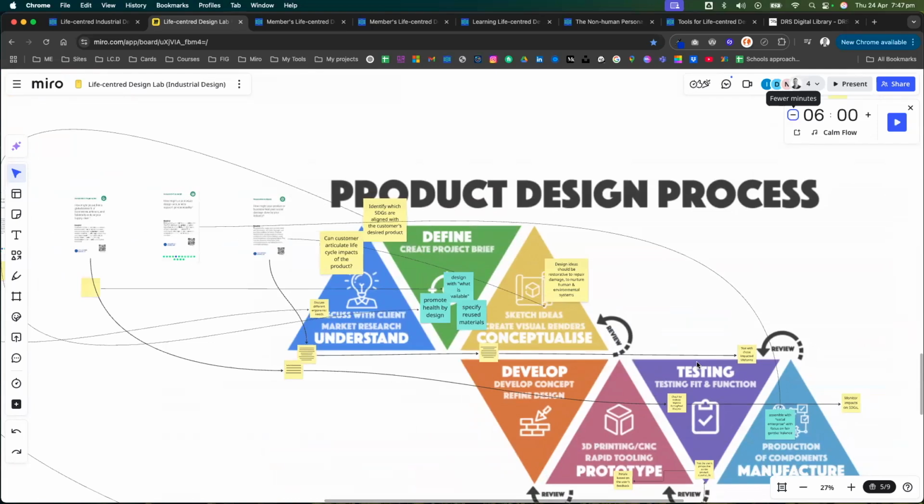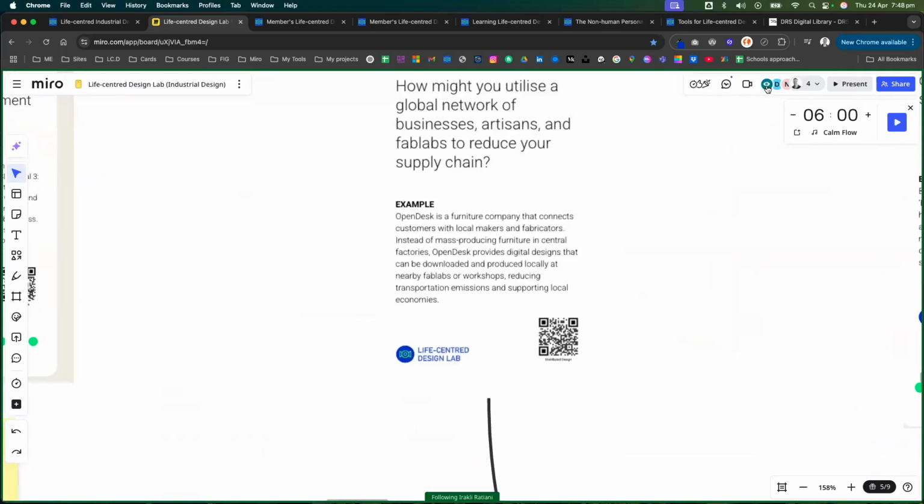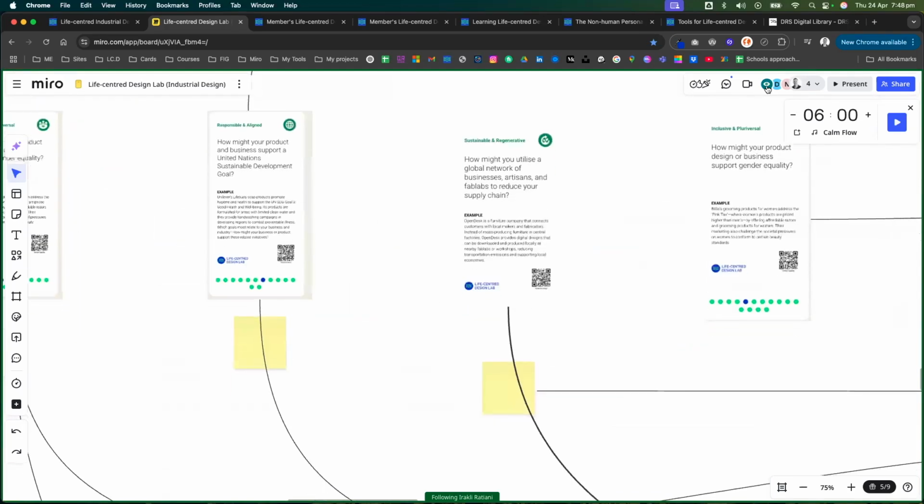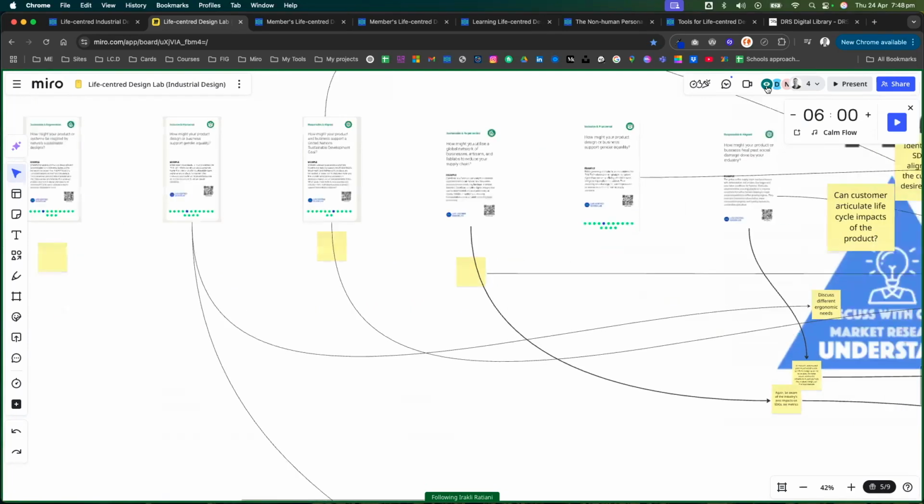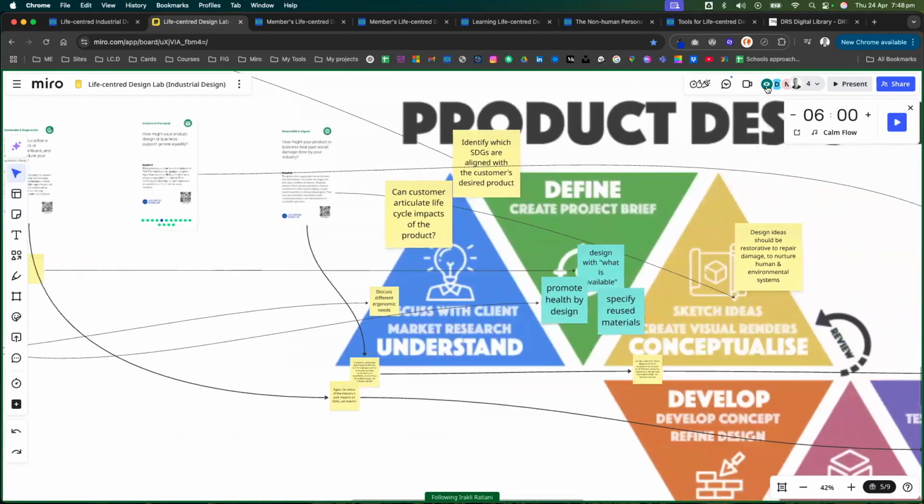Yeah, I had one interesting card here. If it's logical or possible that the global network of businesses, artisans, and fab labs can help you to reduce your supply chain. I think in this light, it's interesting to connect this with the idea or the possibility of designing with reused materials, or the aesthetics of designing with what is or what we would like to have.